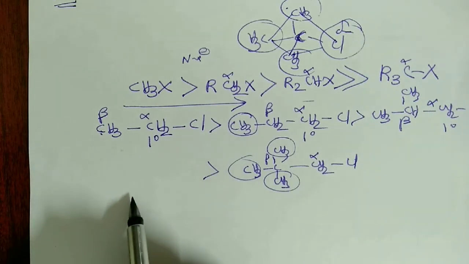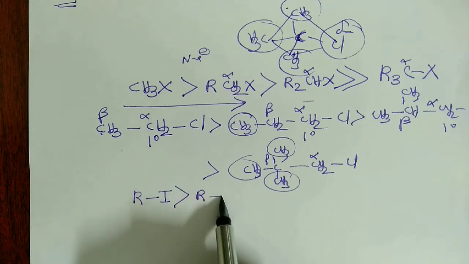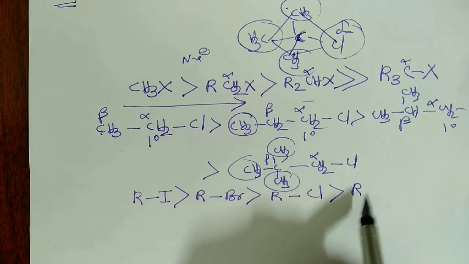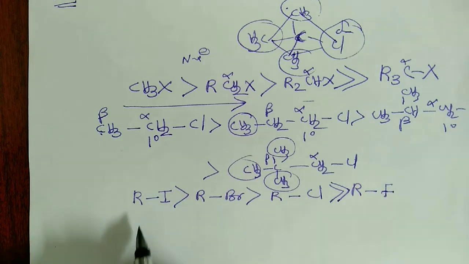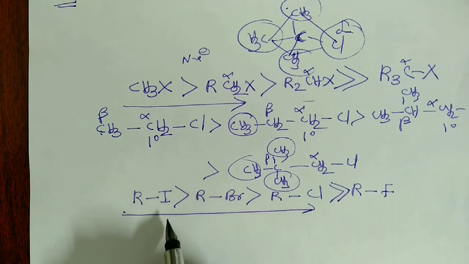For a given alkyl group, rate of SN2 reaction follows: RI is most reactive, followed by RBr, followed by RCl, followed by RF. RF does not undergo nucleophilic substitution reaction. It is just included for a comparison. This difference in reactivity is due to decrease in bond enthalpy or bond energy of carbon-halogen bond. C-I bond is the weakest bond, hence it is most reactive towards SN2 reaction.